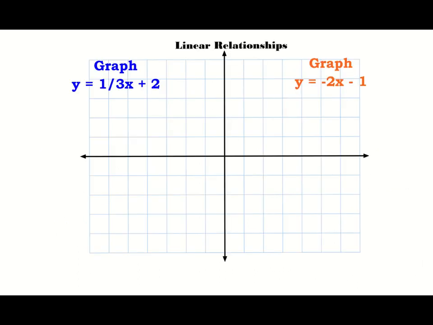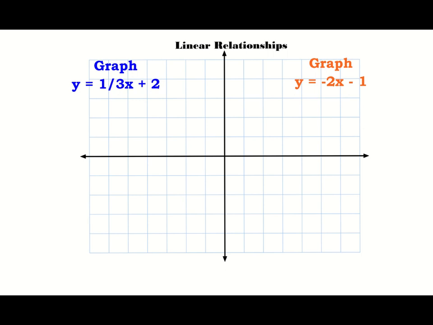So linear relationships were something that we spent a whole bunch of time on this year. One thing that we practiced a lot was graphing a linear relationship. In order to do that, you do need it in slope-intercept form, which both of these equations are. But if they aren't, you're going to have to convert it to y equals, so that we know the slope and the y-intercept.